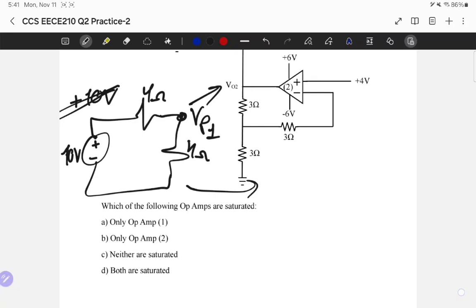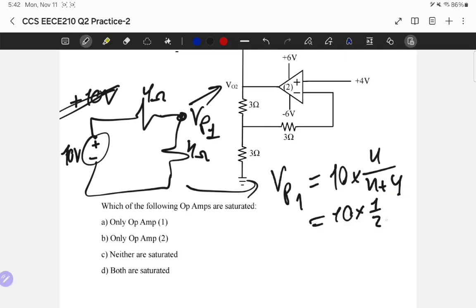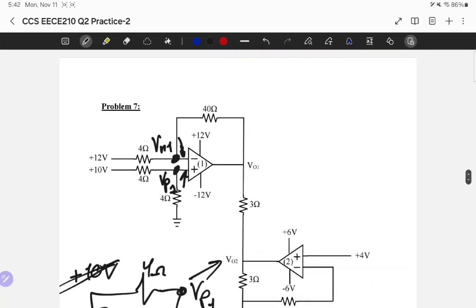So again, by voltage divider, VP1 is going to be equal to 10 times 4 over 4 plus 4, which is 10 divided by half, which is 5. Okay, VP1 is equal to 5, so I carry this value, this is 5 volt, I put it in here. So in the circuit, here we have plus 5, and here we have also plus 5, they're equal. So now I can do a KCL here.